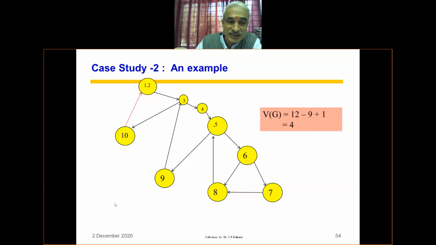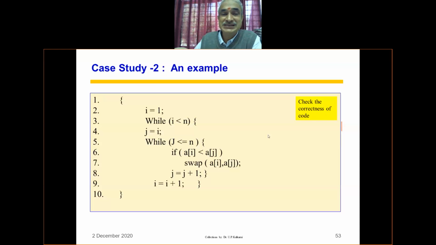There could be another connected component, then things are different, right? So 12 minus 9 plus 1 equals 4. There are 4 minimum test cases, or you can see that one here.